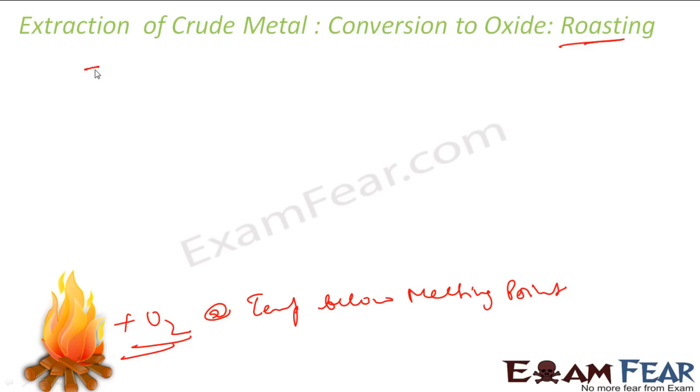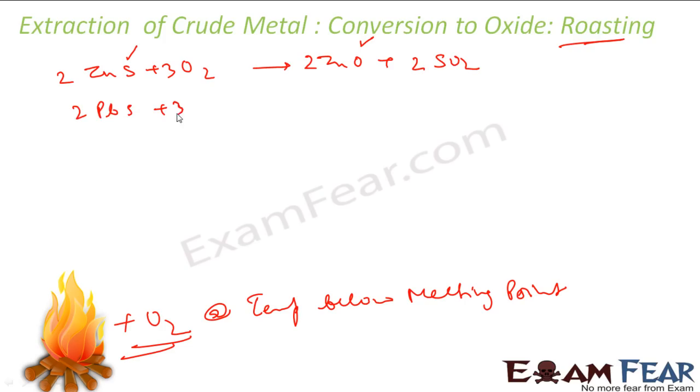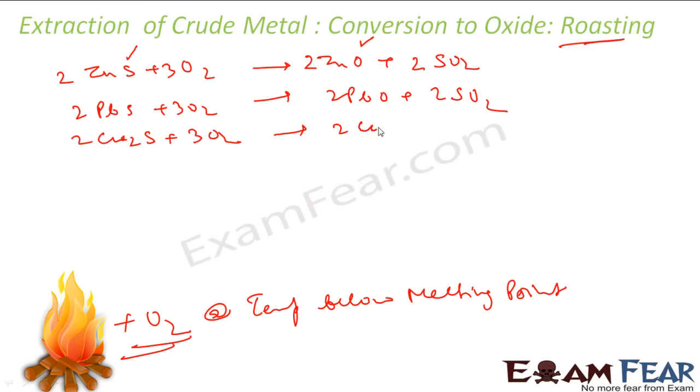A good example is zinc sulfide. You heat this in the presence of air, you get zinc oxide and SO2 gas. So in this, sulfide is converted to oxide. If you want, you can balance this. Same thing, I have lead sulfide. I'll write a balanced reaction for you. So you get lead oxide and sulfur dioxide. Same thing, I have Cu2S, copper sulfide. Now if you heat this, you get Cu2O and SO2.